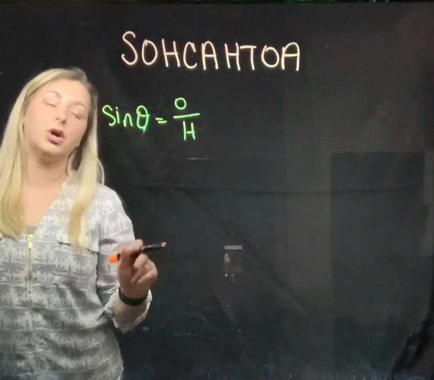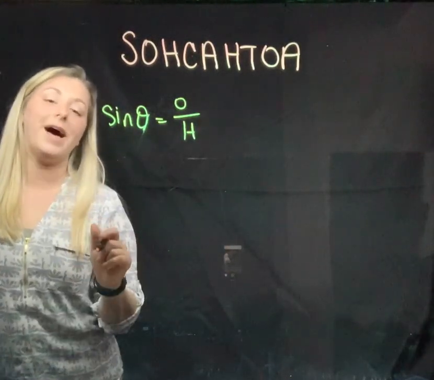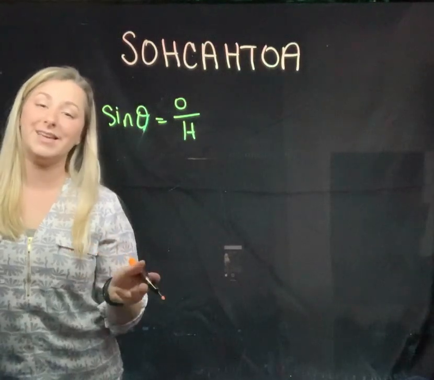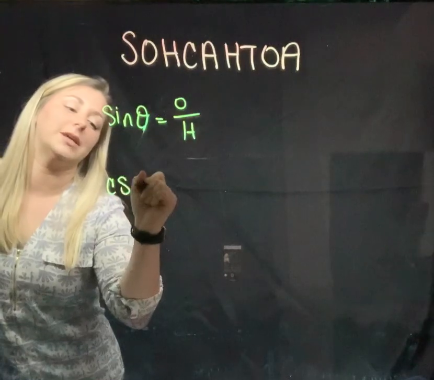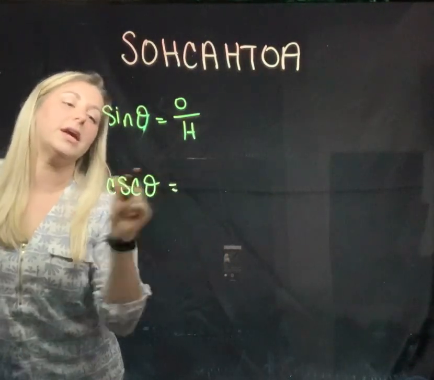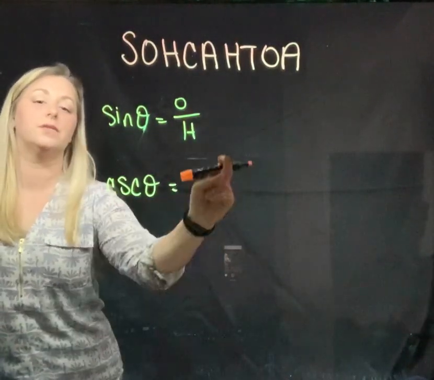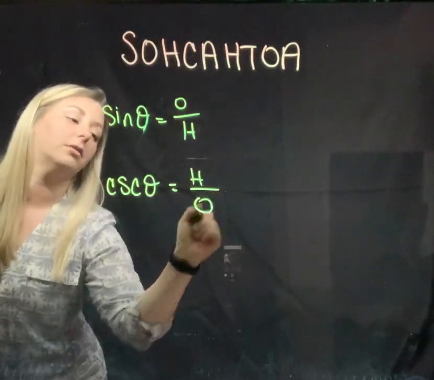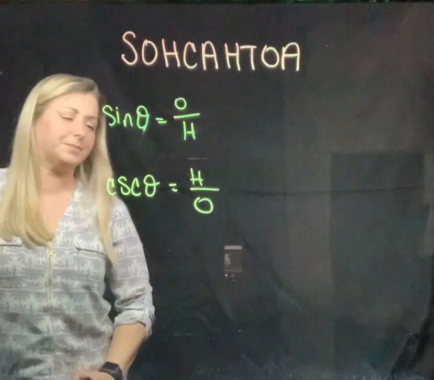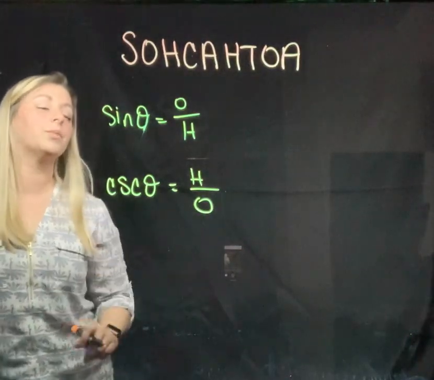So we have sine, cosine, and tangent. We also have cosecant, secant, and then cotangent. So this would be cosecant. And cosecant is the reciprocal of sine, so just flipping this fraction upside down, you have H over O. Why am I saying my names wrong? I don't know. H over O.